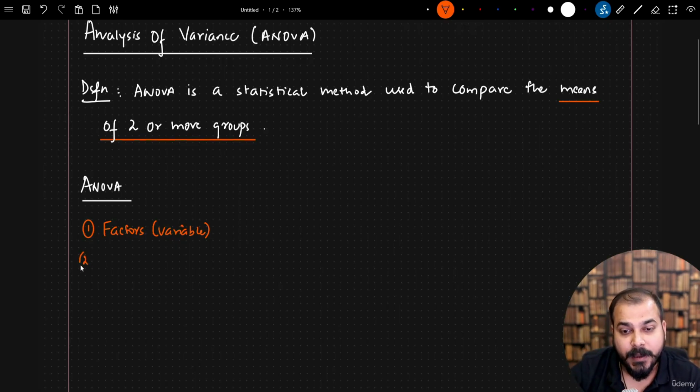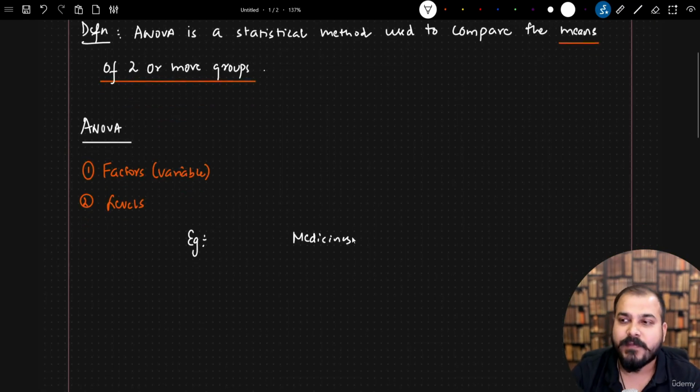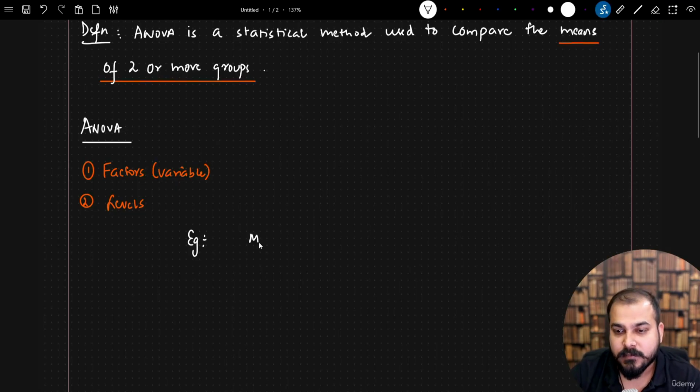Now coming to the second component. After factors, you have something called levels. In order to understand this well, I will take an example. Let's consider that a person is having medicines, specifically one kind of medicine. This medicine, I can call a factor.